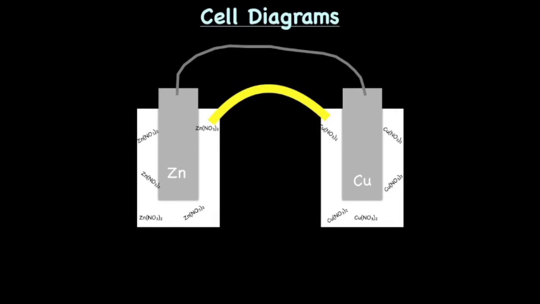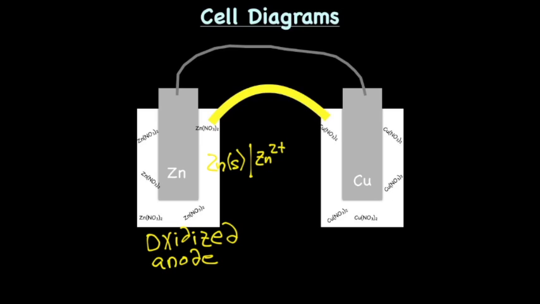All right, let's try a cell diagram. So once again, we have our little picture of our electrochemical cell in the zinc half reaction. Remember, zinc was the one that's being oxidized. So this is the anode, and it's written first in our cell diagram. So we're going to have zinc solid, single line showing a phase change to Zn2+.